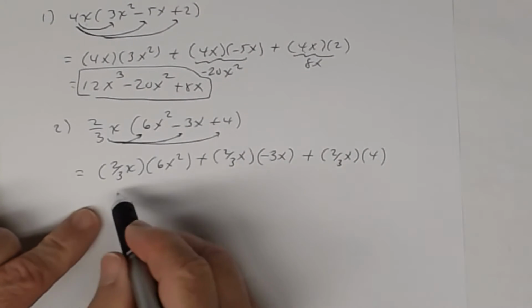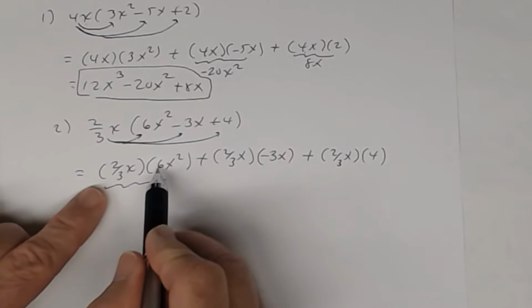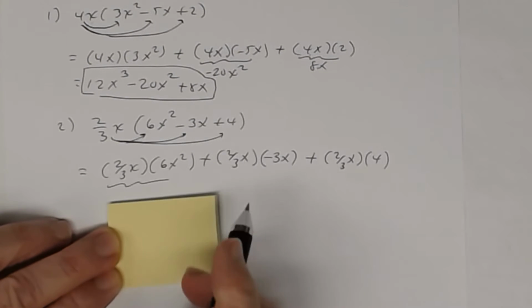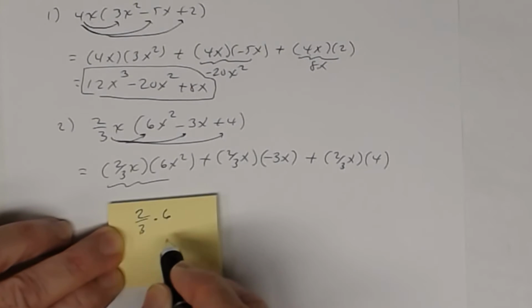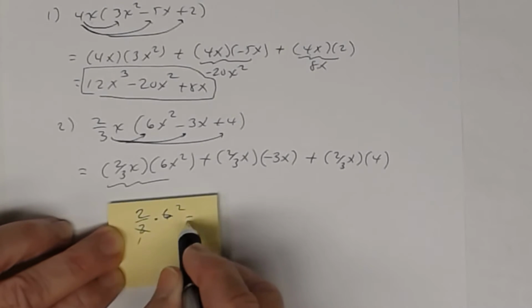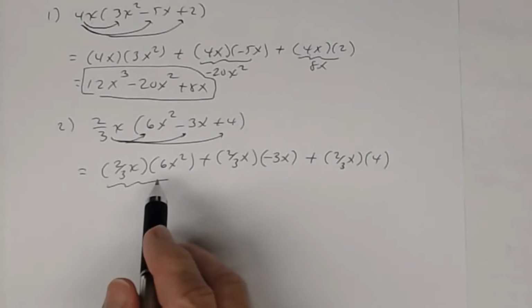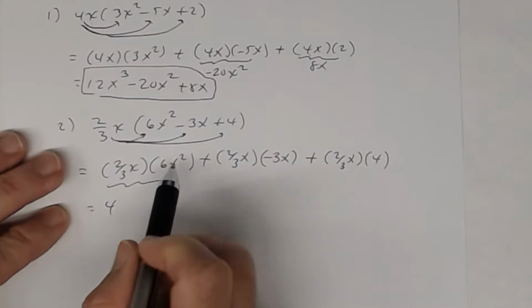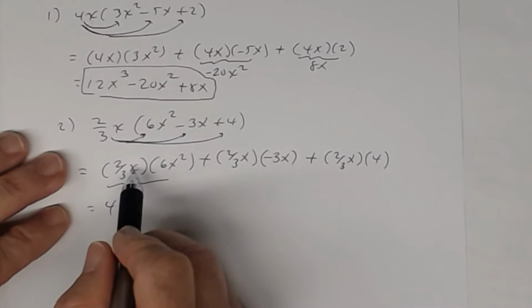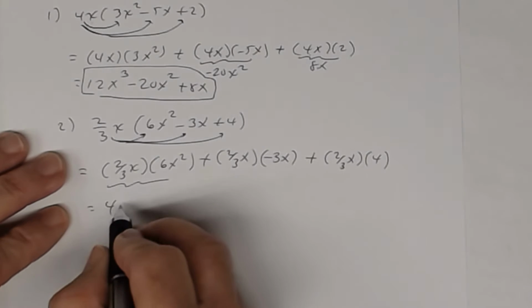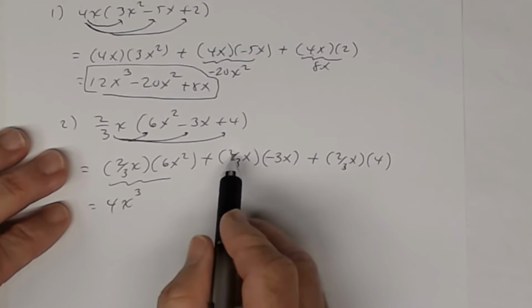Okay, now let's simplify each of these products. 2/3 times 6. So let's reduce. 3 to 3 is 1. 6 divided by 3 is 2. So 2 times 2 is 4. So 2/3 times 6 is 4. And then x times x squared, just like we did earlier, we're using the product rule for exponents. X to the first times x to the second. When you multiply like bases, you add exponents. 1 plus 2 is 3. So that's 4x cubed.